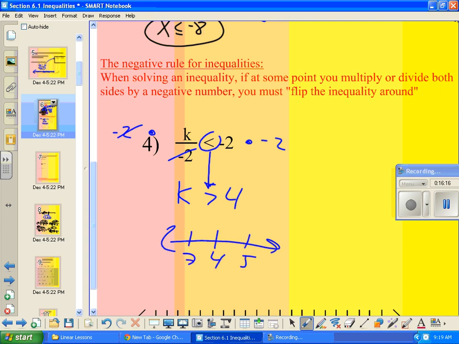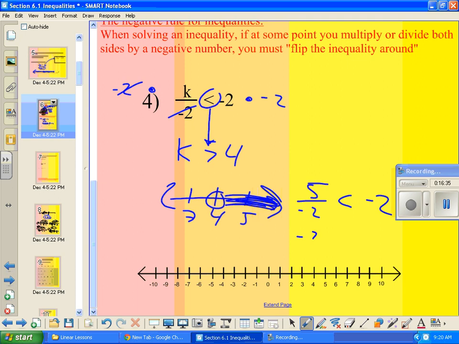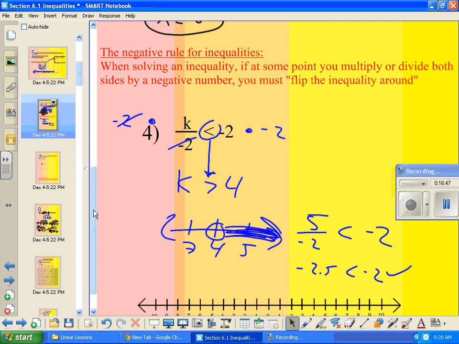My solutions: open circle on 4, shade to the right. I'm saying the answers like 5, 6, and 7 should work in this original inequality. If I plug 5 in up there, 5 divided by -2, is that less than -2? Well, 5 divided by -2 gives me -2.5. So yeah, that is less than -2, so that does check out. So just showing that yes, once I switch the inequality around, then it works just like normal and all the solutions are fine just like they were when I solved it normally.